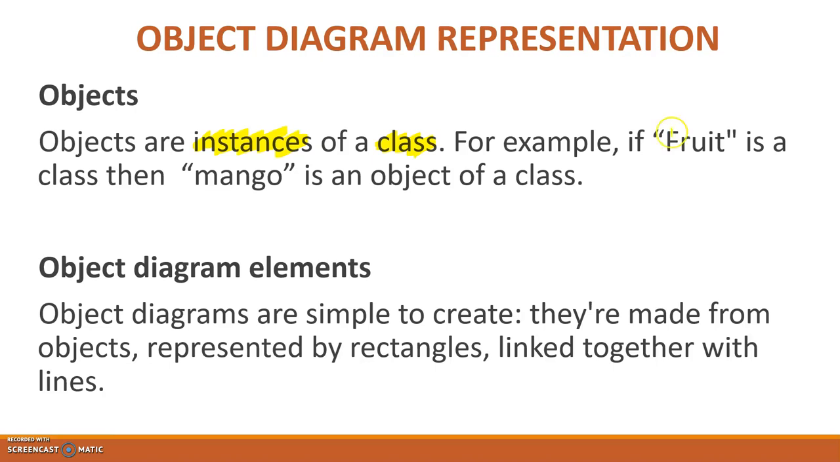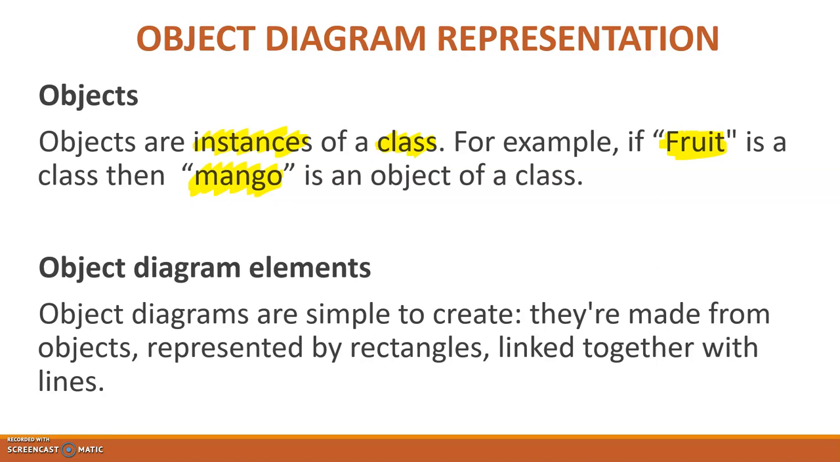For example, if I say that fruit is a class, then of course mango, banana, all the fruits are the objects, right? So this is just an introduction. Now, how to draw the object diagram.